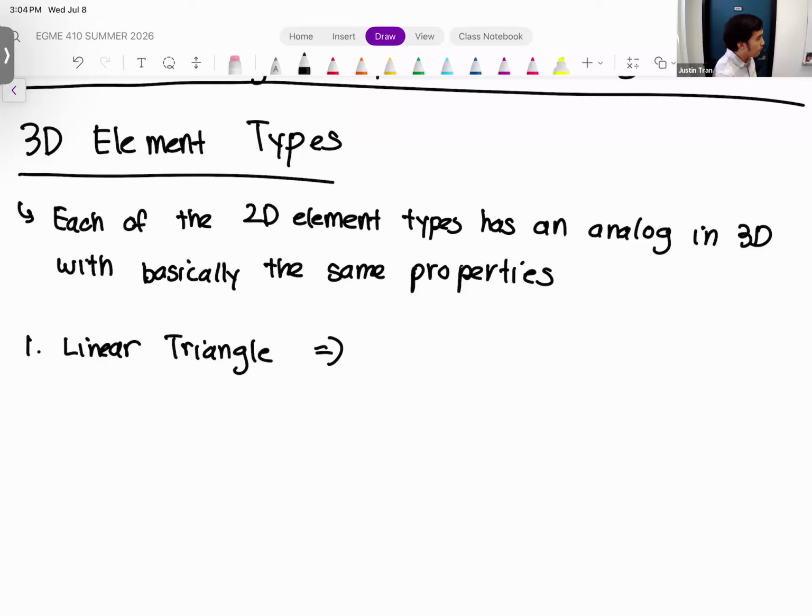So the 3D analog for the linear triangle is the linear tetrahedron.